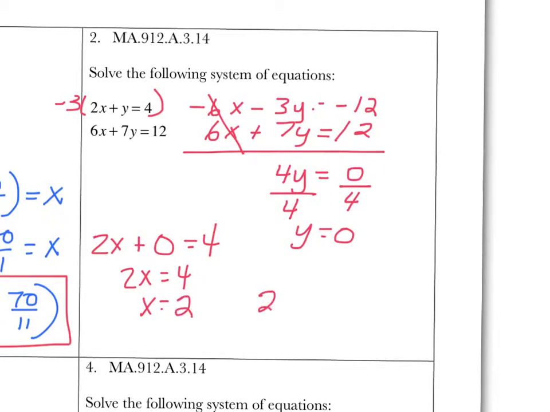So my answer? Wait, so when we substitute, we don't use the one that we multiplied? We just use the original? You could use either one. When you find your second variable, you could choose either equation. It doesn't matter with this method. Okay? Either one works.